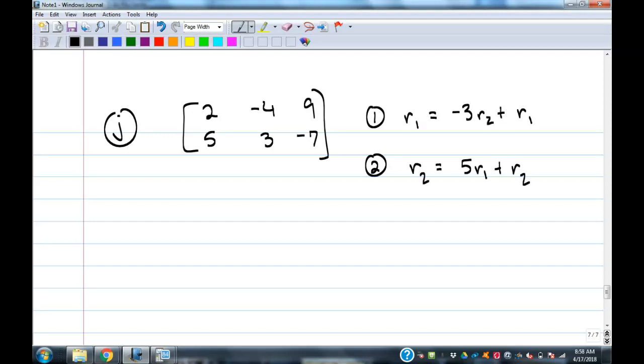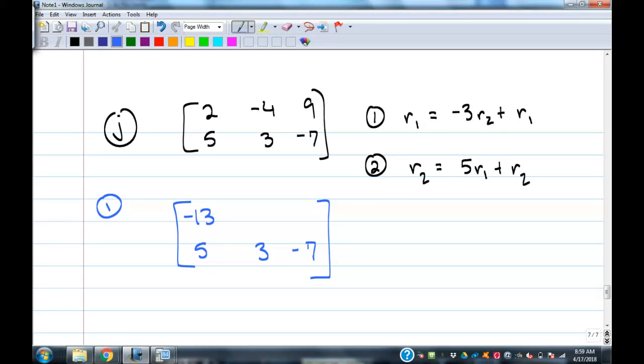Okay? So for this one, for number 1, which row is changing? Row 1. So that means I know that row 2 is not changing for this first one. So this is row operation number 1. What does it say to do? -3 times row 2, and then add that to row 1. So -3 times 5 is -15, plus 2, -13. So that's what goes there.